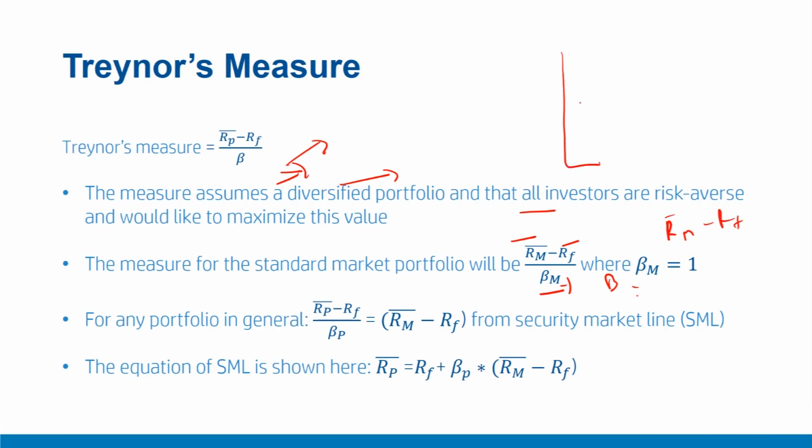If we believe that in equilibrium all the securities lie on this security market line, that is, the line connecting RF and RM bar, then the slope of this line remains the same, which is RM bar minus RF. This will be equal to RP bar minus RF upon beta P for any security that lies on this SML. Therefore, the formula of SML becomes RP bar equals RF plus beta P times RM bar minus RF, which is very similar to what we saw about CAPM, the capital asset pricing model, which is nothing but this equation itself.